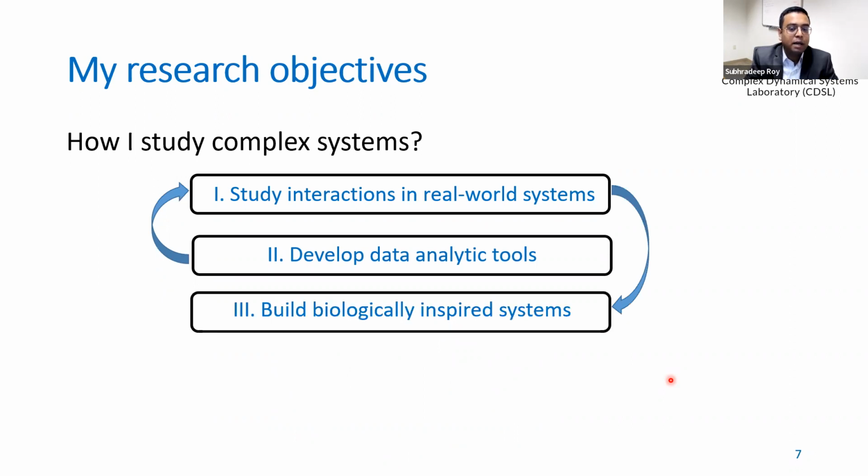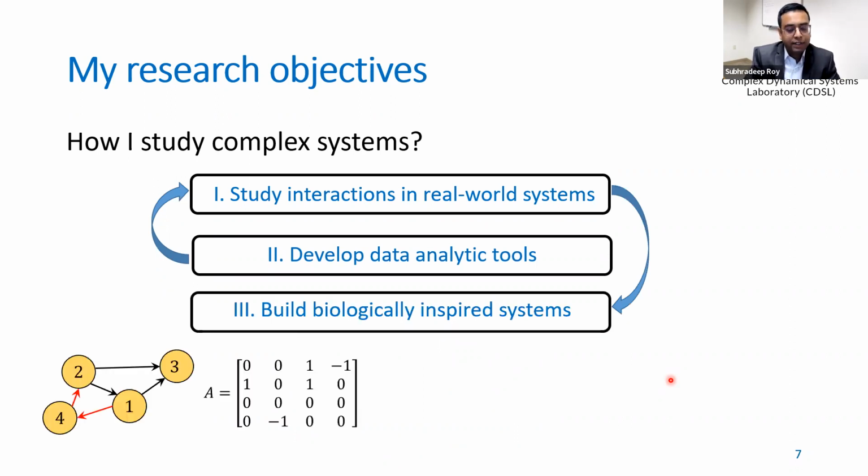Finally, I take inspiration from these real-world natural systems and design artificial systems using different analytical frameworks. For example, one approach we could use is called the graph theoretic approach, where interactions among the agents are represented as a network. The individuals are denoted by these vertices or nodes of the graph, and the interactions are represented by these directed edges. Alternately, we can also write these interactions in the form of adjacency matrices, for example, over here.